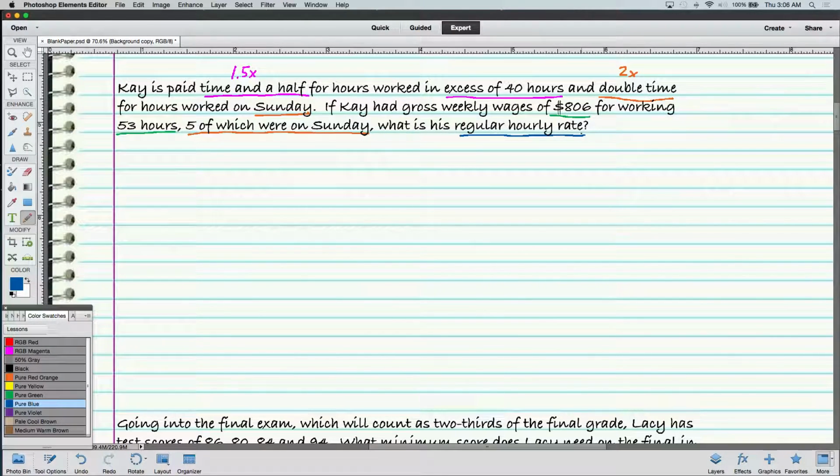Step 2, we want to assign a variable to what we're looking for. So what we are looking for is the regular hourly rate. So we'll just assign that as X. X is going to equal the hourly rate.